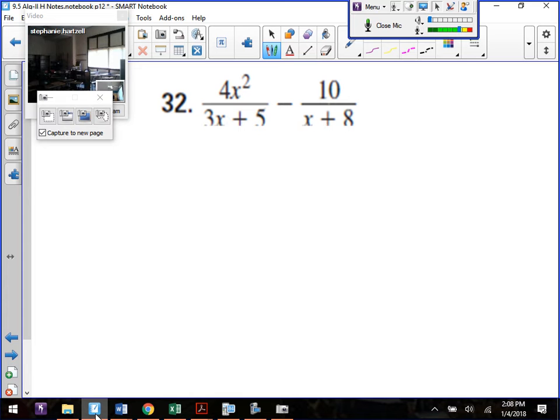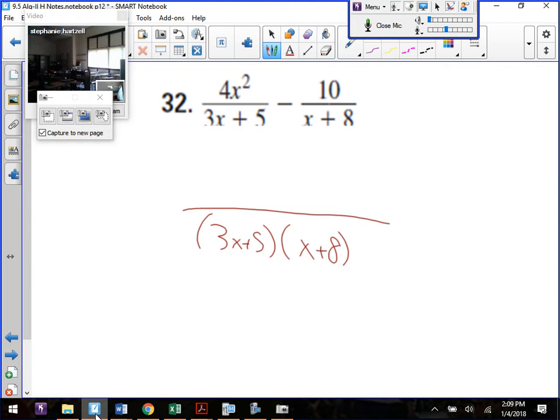Pay no attention that I chopped it off at its knees, but you can kind of get the idea of what it was. This one is another one that you don't have to do any factoring on. You don't have to worry about any factoring for this problem, but what's your common denominator going to be? Put them together. Your common denominator here is going to be 3x plus 5 and an x plus 8.